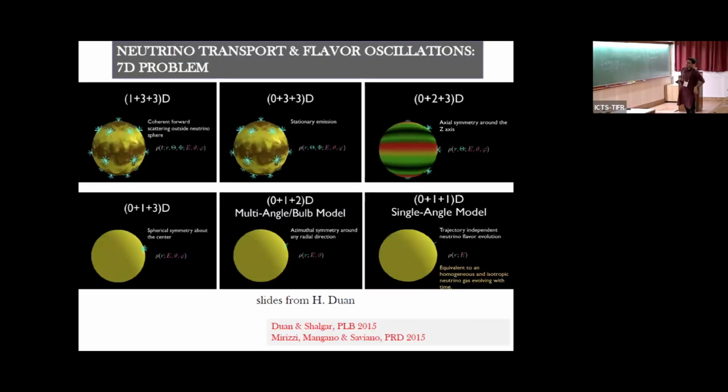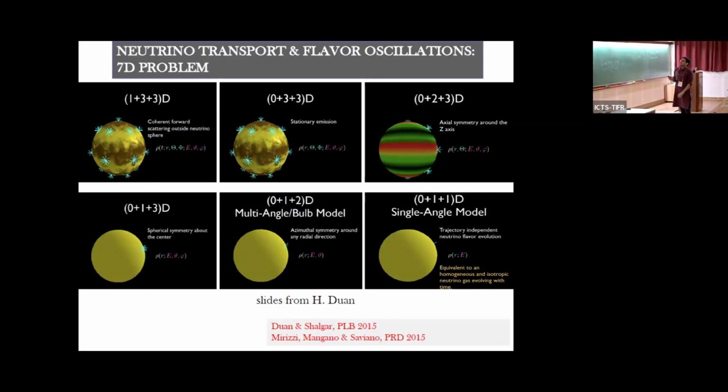Here is a schematic of what is happening. This is your neutrinosphere. You can imagine this is a 1 plus 1 dimensional scenario where at every point on this surface you have neutrinos coming out at all possible angles, and these neutrinos should interact and give you the result. Now you go to this 0 plus 3 plus 3, a stationary emission. It is the same idea, but you are basically taking a snapshot of the star at some point and saying, this is the scenario for the whole duration. This is the stationary case.